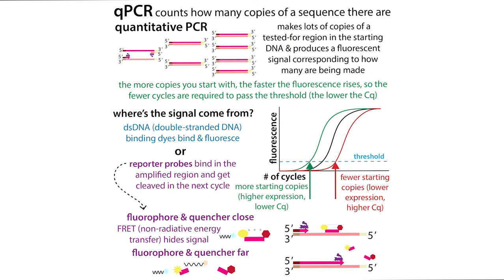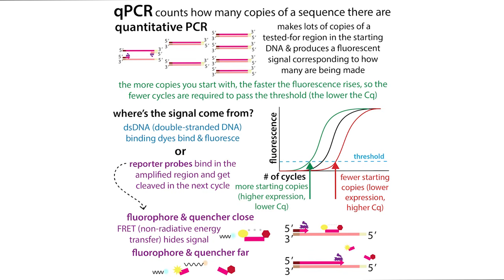It does this in cycles. Each cycle, you're going to double the amount that gets made. And if you don't start with any, then you can't make any. So if the virus isn't there, there's no sequence to copy, and you don't get anything made. If there's a lot of the virus, or a lot of the messenger RNA, you're going to have a lot to start with, and it's exponential. So if you start with a lot, you're going to make a lot more, faster. If you are starting with a lower amount, it's going to take you longer.